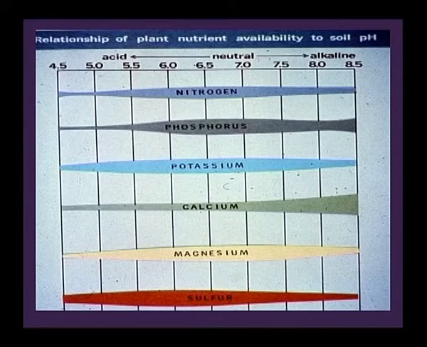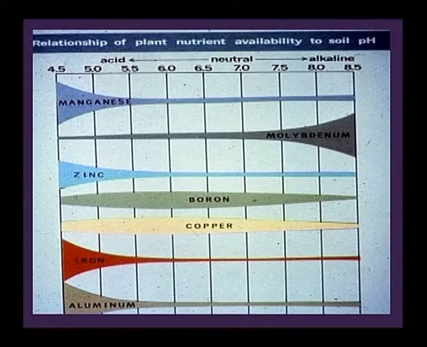The calcium availability in soil starts increasing after pH 7.5. The magnesium availability is also high between 5.5 and 7.5, and as the pH decreases, the magnesium availability starts decreasing. The sulfur availability starts decreasing after pH 7.5. This is the relationship between soil pH and micronutrient availability in the soil.